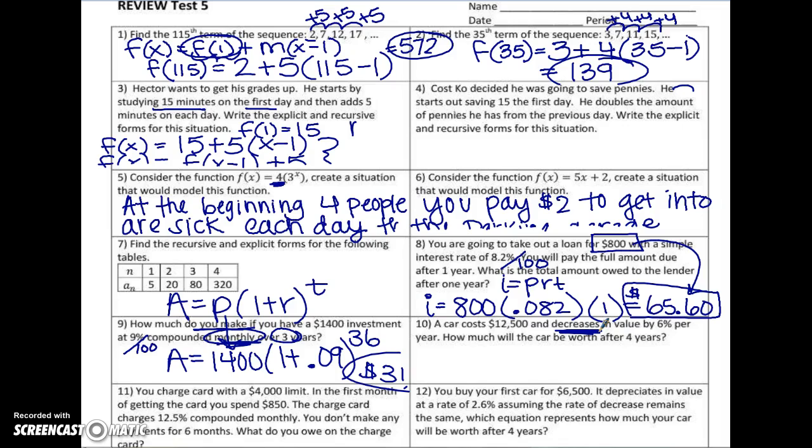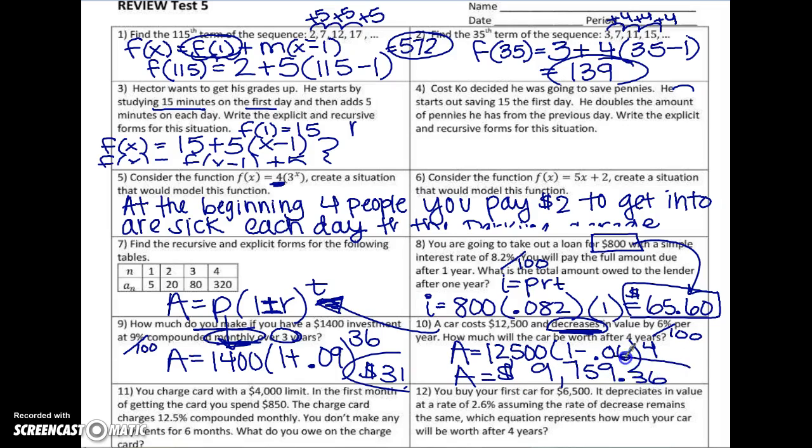So we're using this here, right? Compounding. But remember, we got a plus or a minus on there. Because if we're decreasing, the amount is going to be 12,500 times 1 minus decrease. 6% as a decimal is 0.06 to the exponent of 4. So the car will be worth an amount of $9,759.36.